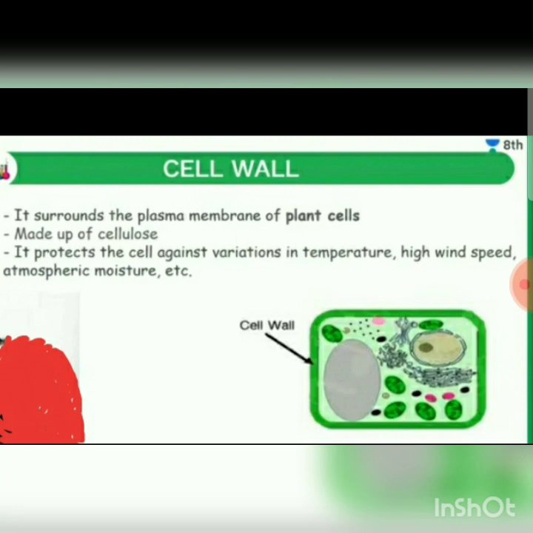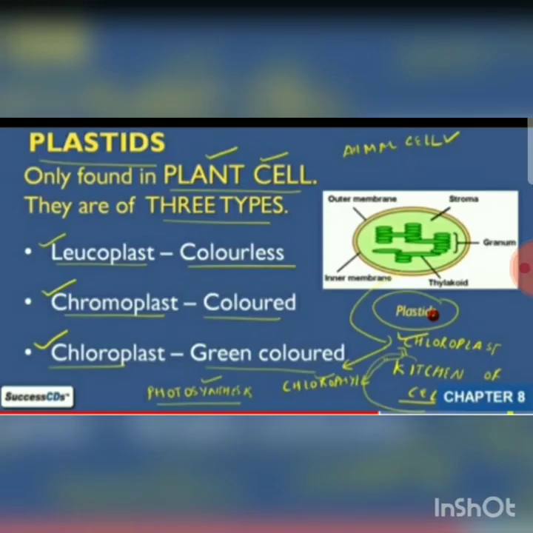Then notice several small colored bodies in the cytoplasm of the cells of a Tradescantia leaf. They are scattered in the cytoplasm of leaf cells. They are called plastids. Plastids are only found in plant cells and they are of three types, that is leucoplast, chromoplast and chloroplast.